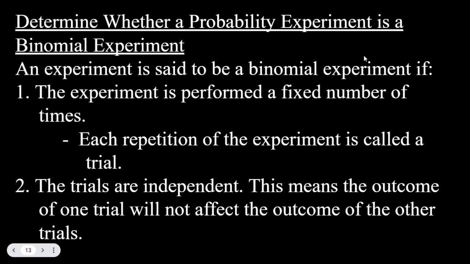Number two, the trials have to be independent. That means the outcome of one does not affect the outcome of any of the other ones. This means the outcome of one trial will not affect the outcome of the other trials.